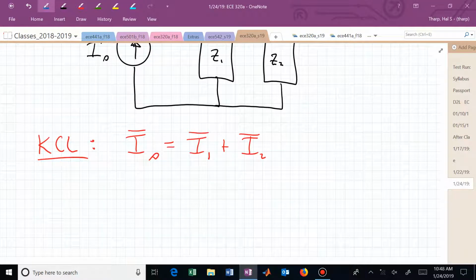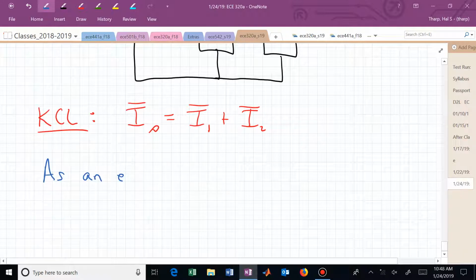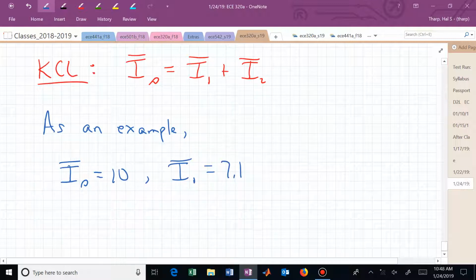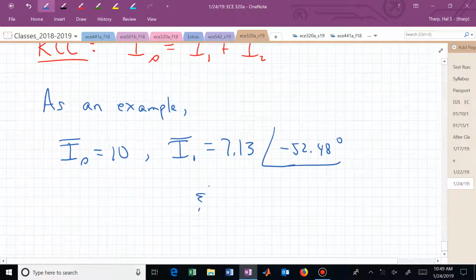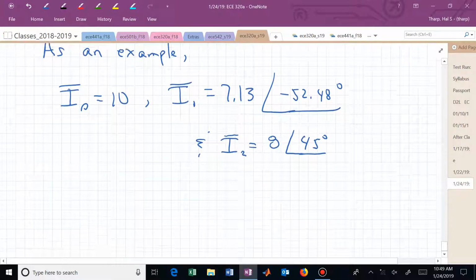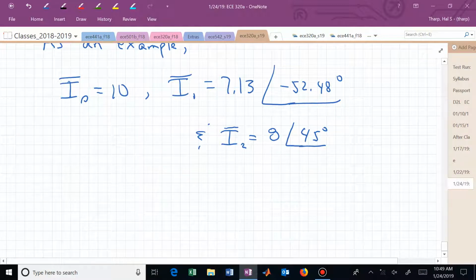And if you wanted to, I'll let you do this at home, but as an example, maybe illustrating this a little bit more dramatically than the voltage phasor example did just a minute ago, suppose we had I sub s equal to 10. That 10 could be made up many different ways. Suppose it's made up of I1 being 7.13 at minus 52.48 degrees, and I sub 2 is equal to 8 at 45 degrees. And I hope you can see that 10 is not equal to 15.13. But vectorially, you can see that, in fact, this is true, that I sub s is equal to I1 plus I2.